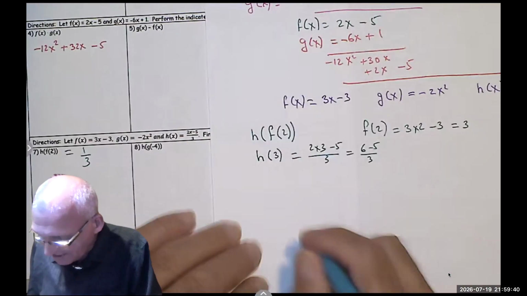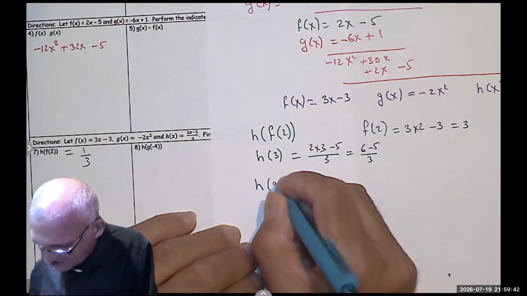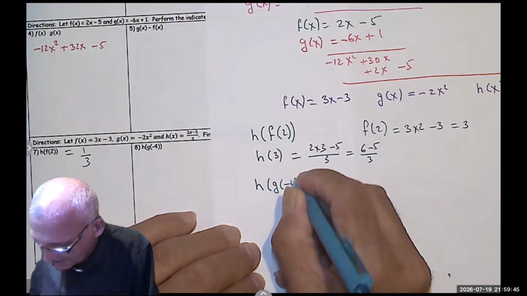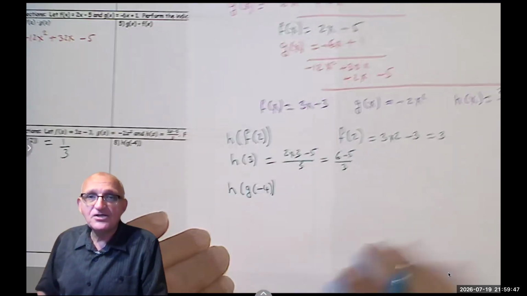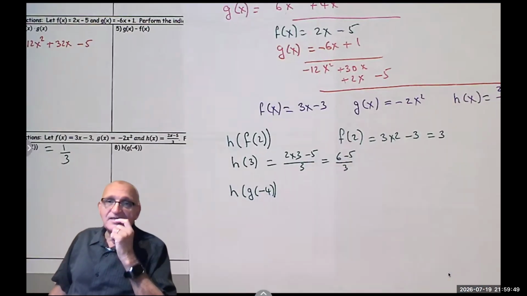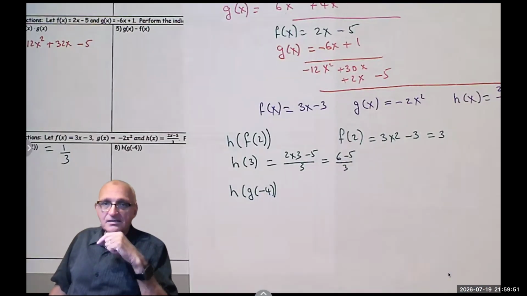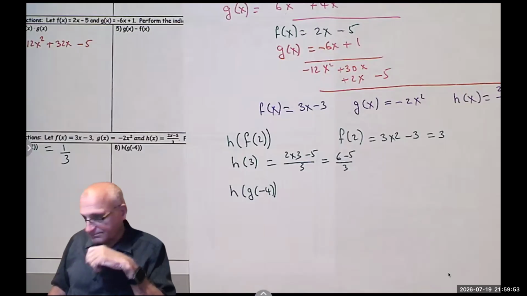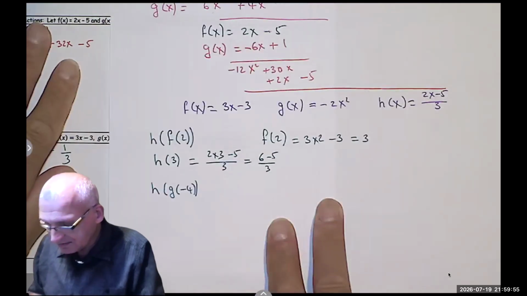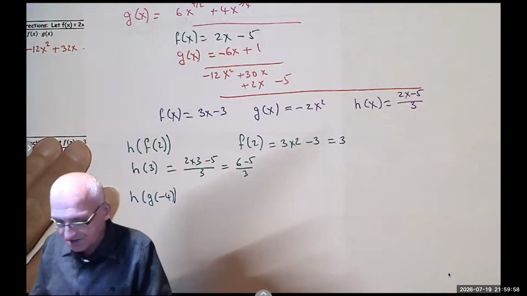Next, they tell you what is h of g of negative 4. Stop the video and do it on your own, and then start again and check your answer. I have to show you the g and the h.